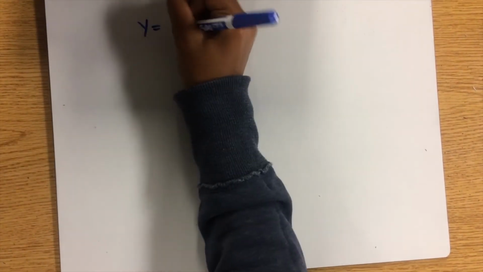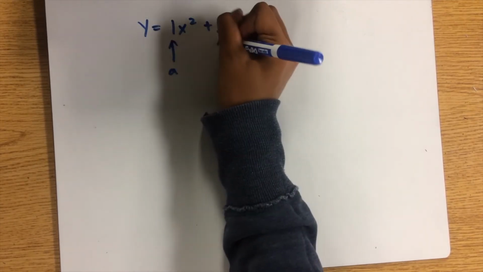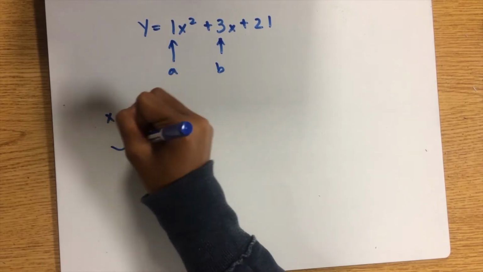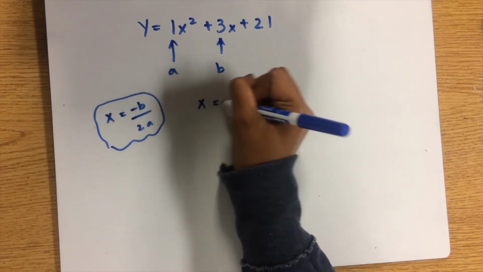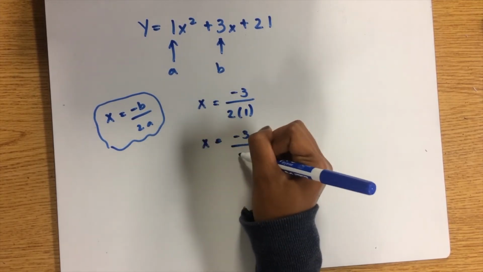With the equation x equals negative b over 2a, we can use this to find the axis of symmetry. First, you plug in a, which in this case is 1, and b, which is 3. You will then get negative 3 divided by 2 times 1. This is simplified to negative 3 over 2.